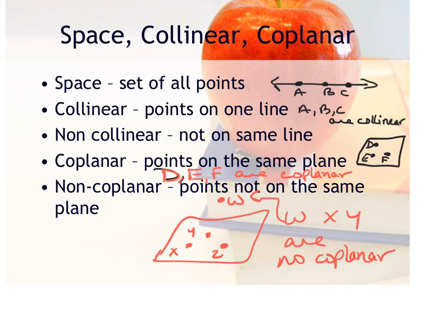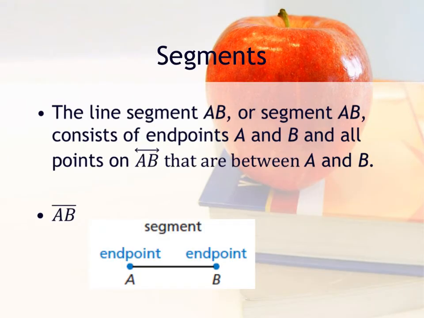The next vocabulary term we're going to talk about is segments. Everybody good on this one? Now again, remember, if I'm going too fast, just tell me, wait a minute, I'm still writing, and I can wait. Okay, the next one is a segment. So the line segment AB, or segment AB, consists of endpoints A and B and all points on AB that are between A and B.